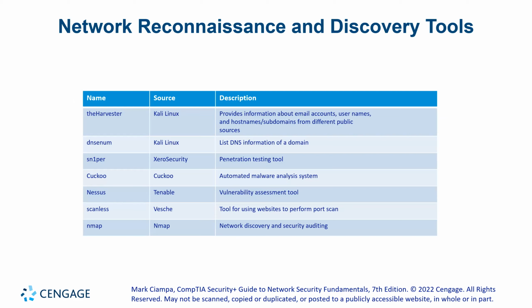There's theHarvester. This one's on Kali Linux. Provides information about email accounts, usernames, host names, subdomains from different public sources. DNSenum, that's on Kali Linux. This one lists DNS information of a domain. It's really not that hard to use either. Sniper, by Zero Security. This is a penetration testing tool. Cuckoo, by Cuckoo, automated malware analysis system. Nessus, which is created by Tenable. This is a vulnerability assessment tool. Any of them by Tenable. Tenable makes some great products.